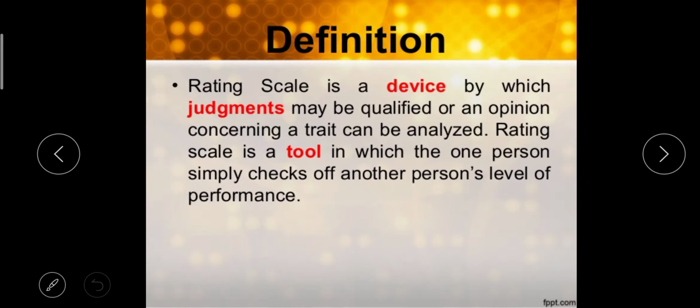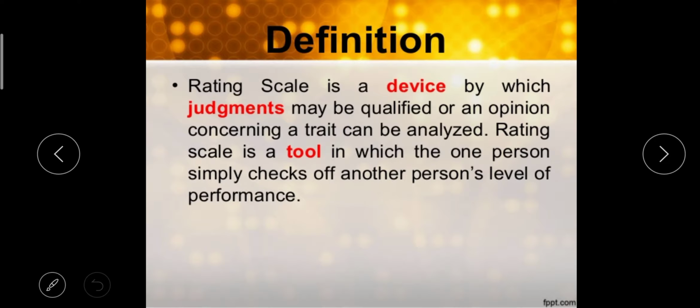Hello students, today we will discuss the rating scale. In the last video I explained about the checklist. So checklist and rating scale are all similar. This is for the evaluation of a student or evaluation of a person. Now, starting with the definition.